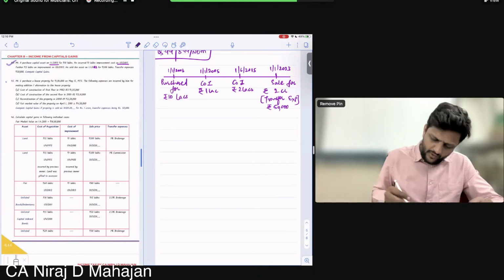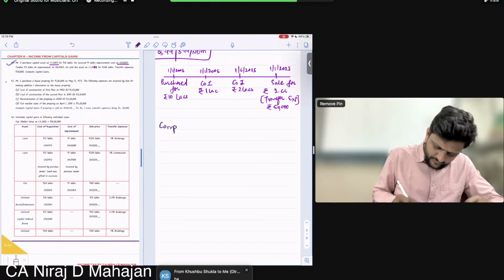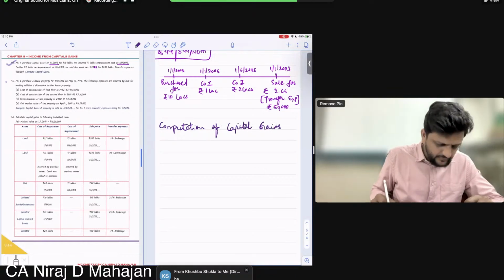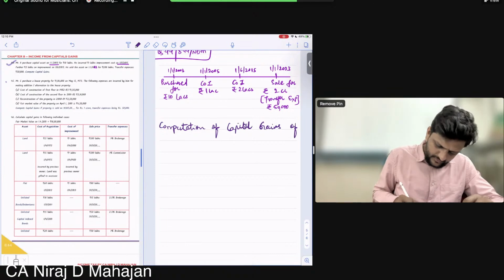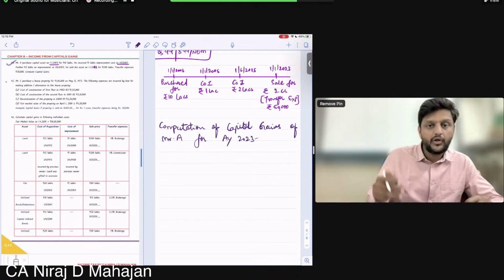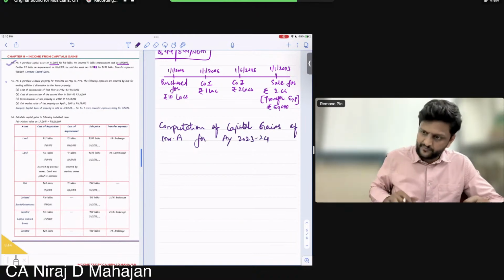Write down. Computation of capital gains of Mr. A for AY 23-24.